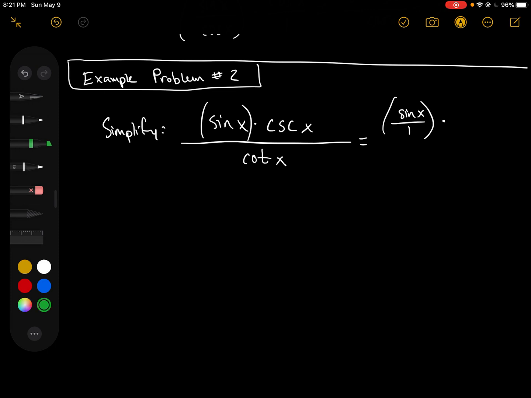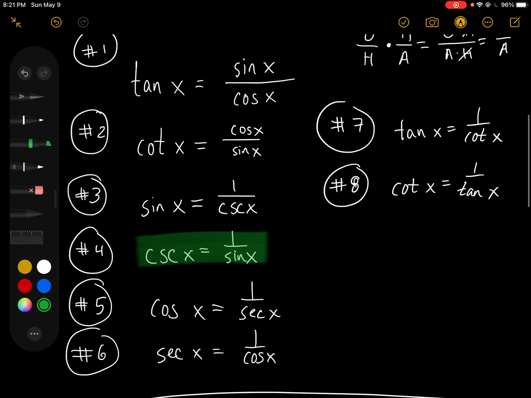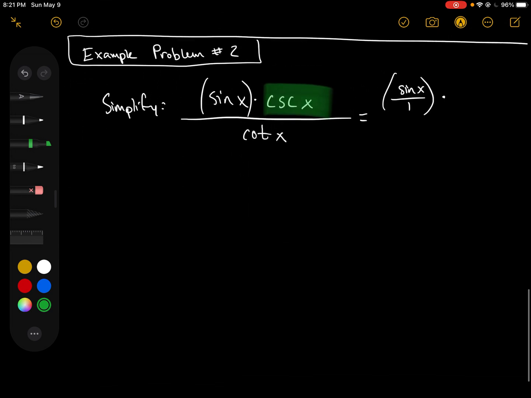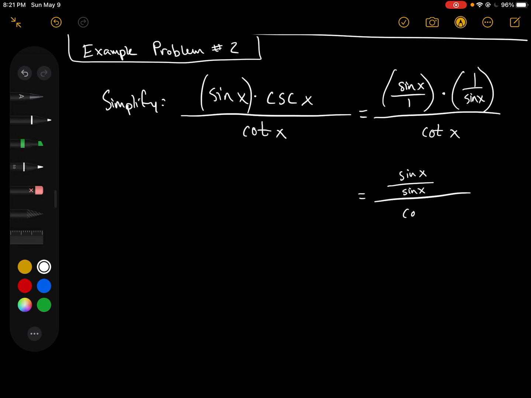If we look back up at our notes, looking for cosecant, cosecant is 1 over sine. Okay, so going back down here, cosecant is 1 over sine, so we'll keep that as 1 over sine. Then on the bottom here, we'll leave this as cotangent. Okay, so let's keep going. On the top, sine times 1 is sine. Bottom, sine times 1 is sine, and then still keeping cotangent there. When we do this, sine divided by sine, anything divided by itself is still just 1. So we're going to have 1 over the cotangent of x.